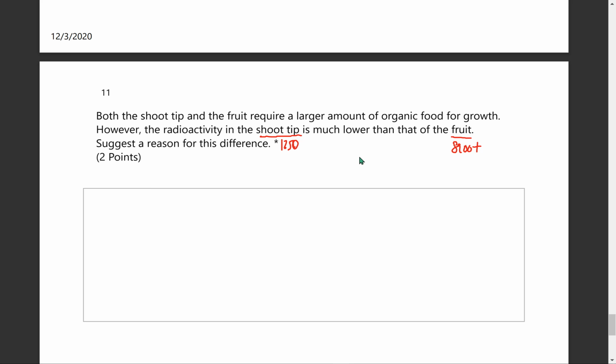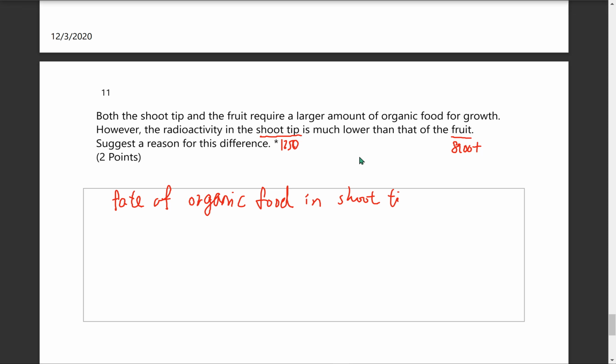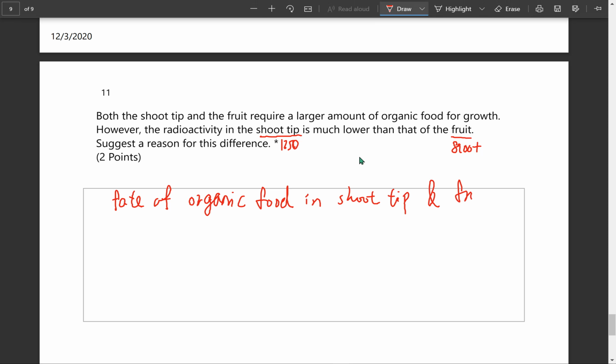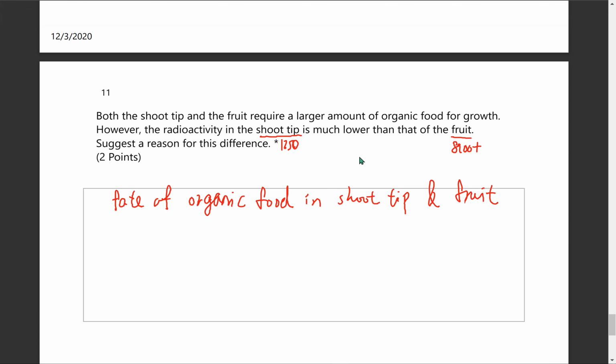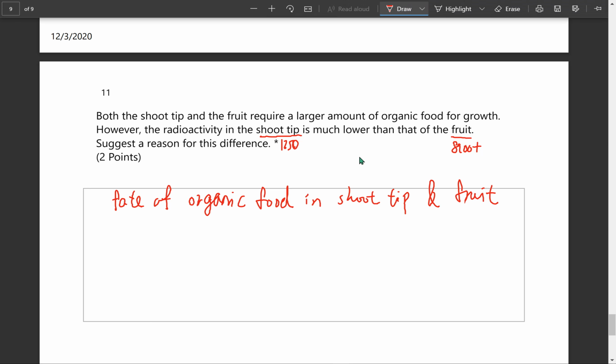So you may consider the fate of organic food in shoot tip and the fruit. Okay, so what will be the fate of organic food in shoot tip and what will be the fate of organic food in the fruit? Right? So if you can figure this out, if you can recall this, find this in the textbook, this shouldn't be a problem.